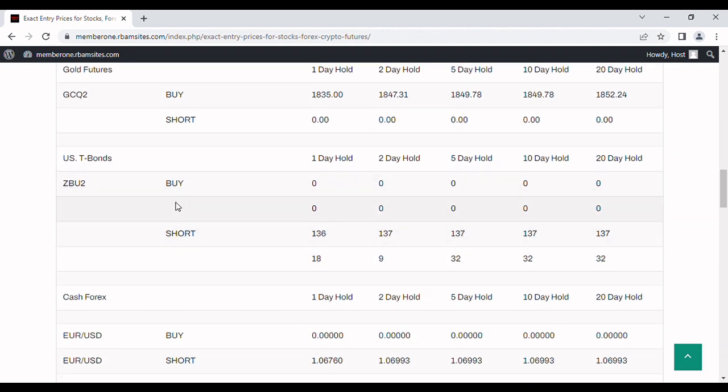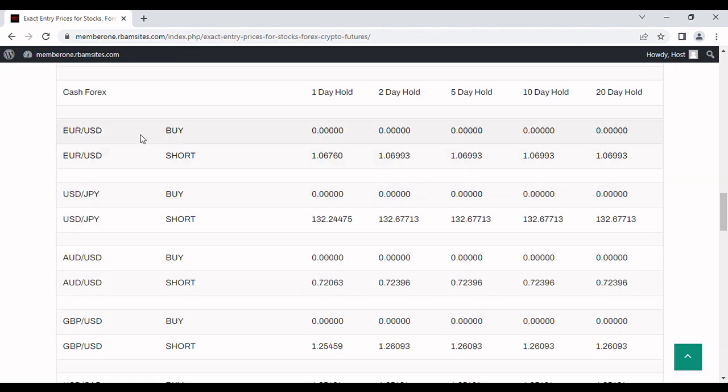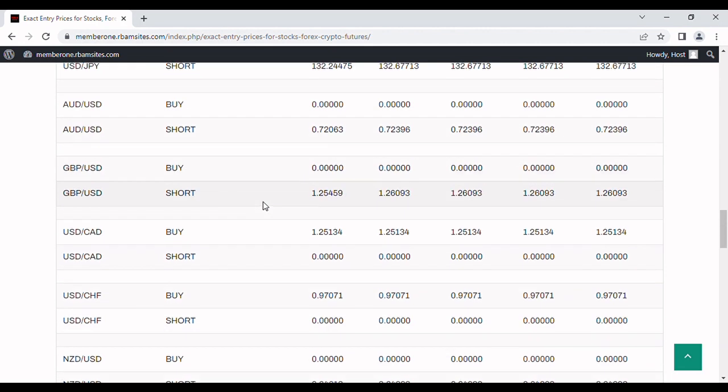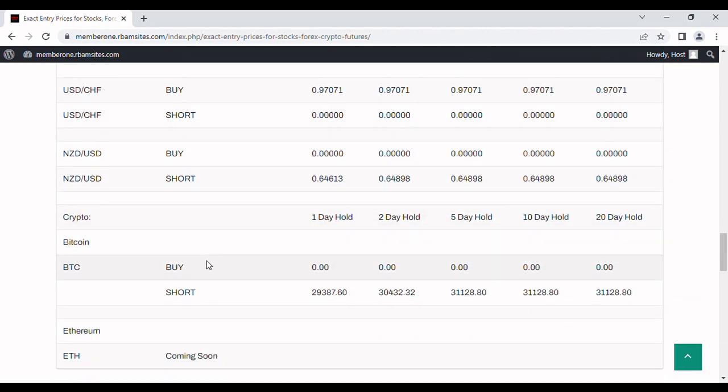We also offer cash forex. This is an interbank market, with all the major pairs, again buys and shorts, same thing as the futures. And we offer Bitcoin buys and shorts, again same as the futures with the holding periods.